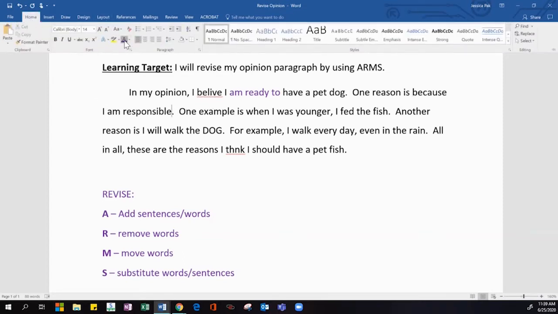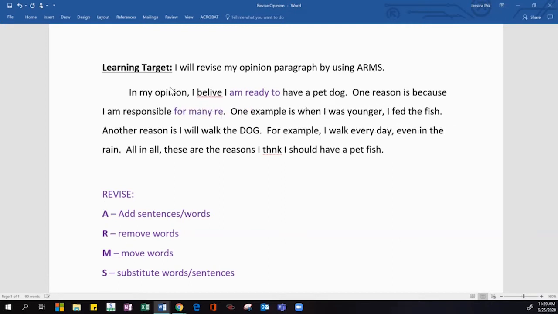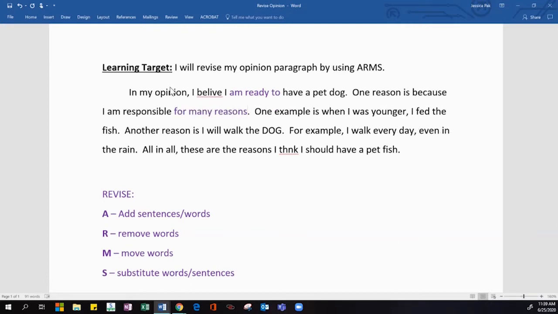I'm going to add, I am responsible for many reasons. Again, I want to make sure that my parents know that I'm serious about having a pet dog. So I actually want to give them more than just one reason why. Is because I'm responsible for many reasons. Actually, you know what? I'm looking at that now. I see the word reason, and then I see the word reason here again. That's a lot of reasons in one sentence.